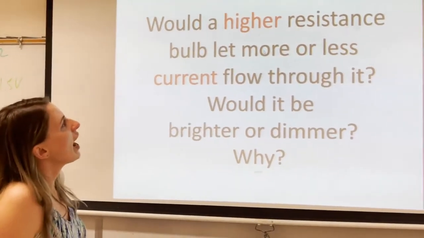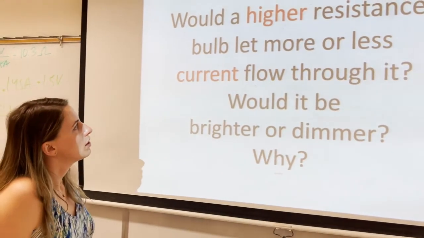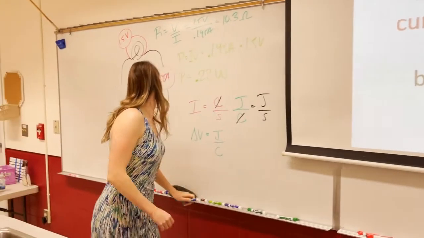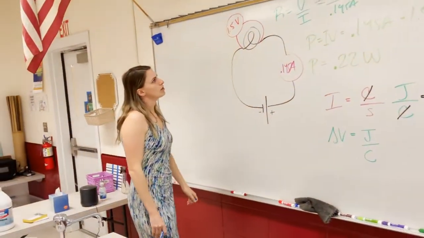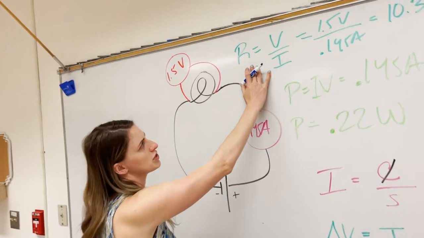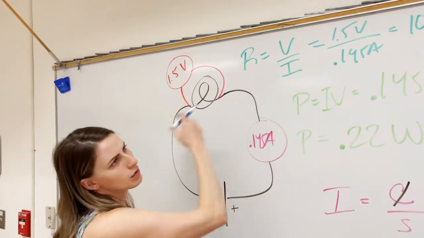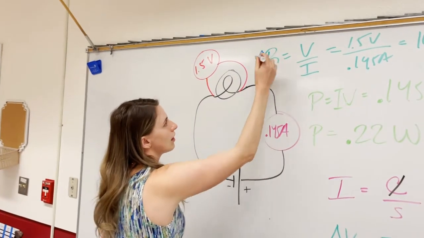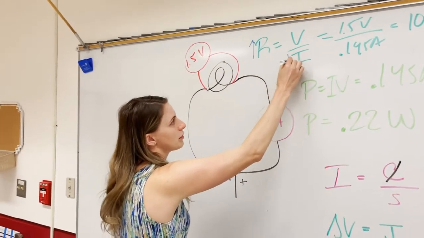Would a higher resistance bulb let more or less current flow through it? Let's start with that question. What is resistance? Resistance is defined by this equation right here. So if it had more resistance, it's going to have less current flowing through it.